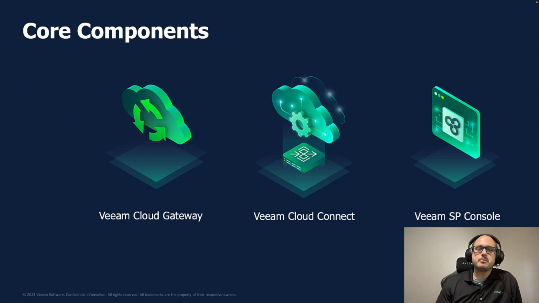There are 3 main components here. There's the Veeam Cloud Connect server, there's the Veeam Cloud Gateway, and there is the Service Provider Console. So these 3 components are required, and again, those have additional pieces underneath them that we already explained. And in my lab that we're going to look at today, all of these are on one Windows machine.